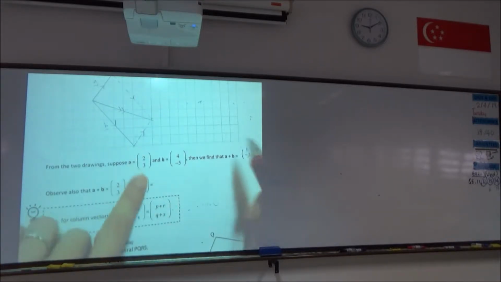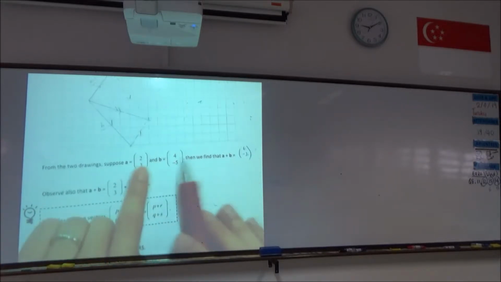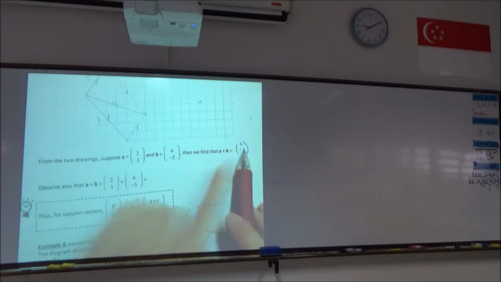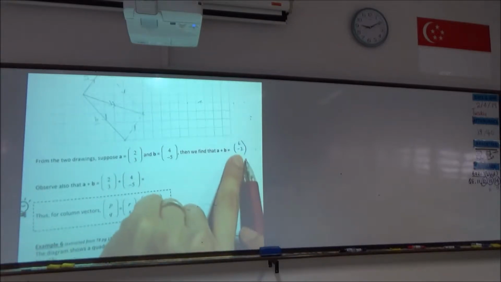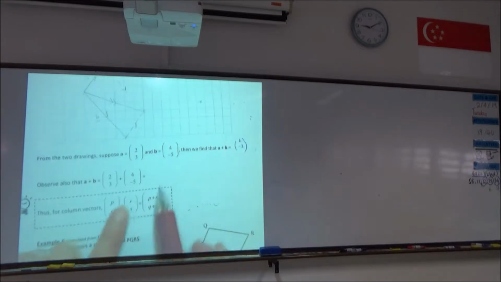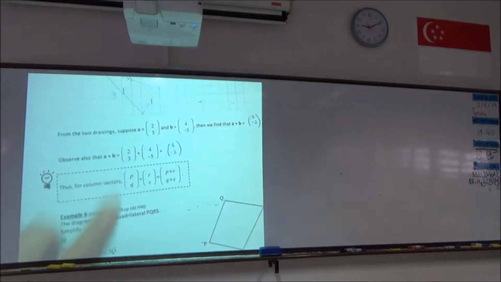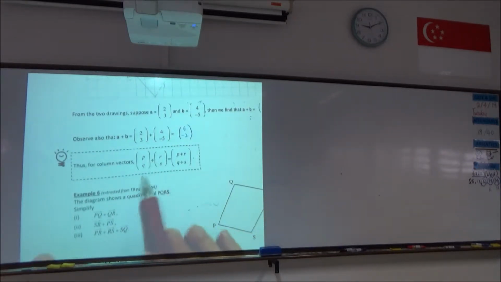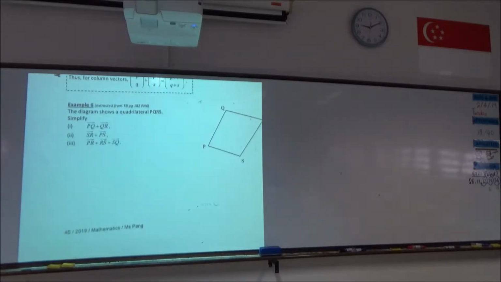Observing the original given vectors A and B, we see that the x components add up to give you the x component of the resultant. Likewise, the y components of the two vectors add up to give you the y component of the resultant vector. Therefore, we can conclude that if I add up two vectors, it will give you the addition of the x and the addition of the y.